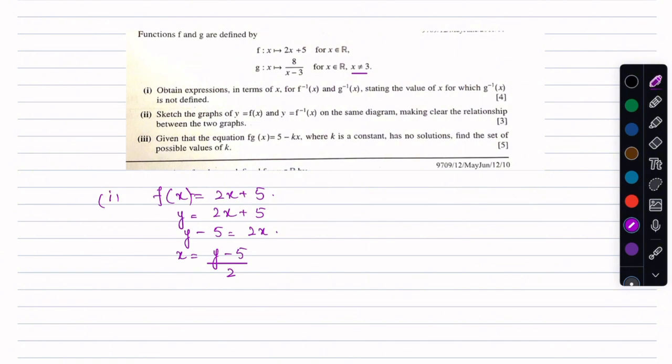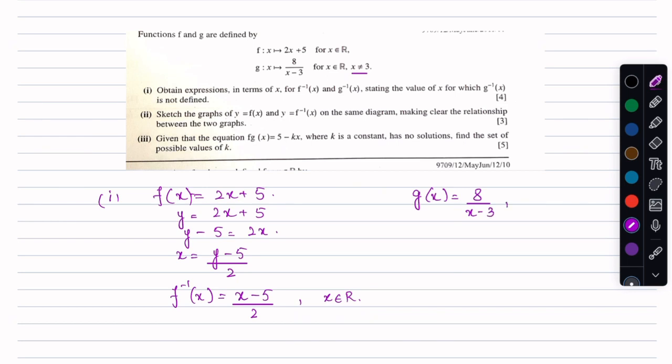To get the inverse function, we know that we have to flip x to y and y to x. The x and y get interchanged because of the reflection in the line y equals x. Therefore, f inverse of x shall be equal to x minus 5 divided by 2. This is the f inverse function, and if x belongs to real numbers, then the inverse also has the domain of all real numbers.